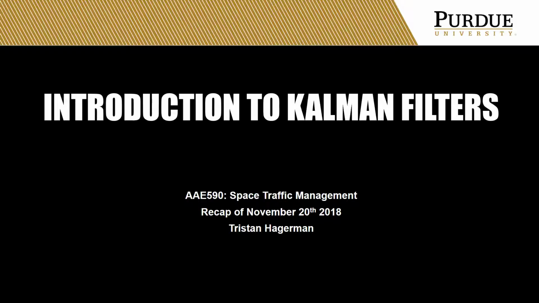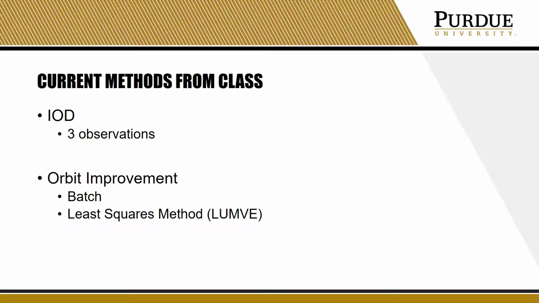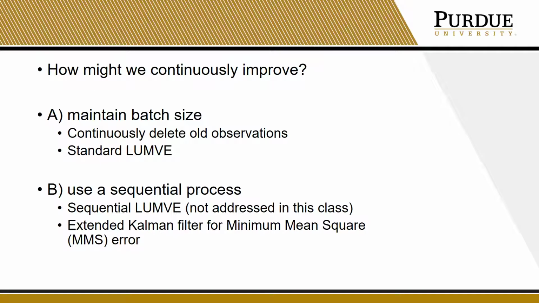In this lecture we introduced the concept of a Kalman filter. A couple of methods that we learned so far in class are initial orbit determination, which requires 3 observations, and LUMV, which is a least squares method for orbit improvement, which uses a large batch of observations. Now, how can we continuously improve our orbit without continuously increasing the size of this batch of observations?